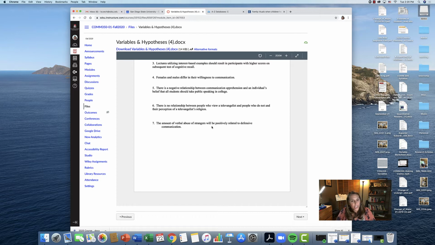So now I'm looking again for a word that gives me some kind of direction or relationship. I see one, positively. This is saying it is going in the positive direction. It will not be negative. It is a very specific one direction. This is a one-tailed hypothesis.